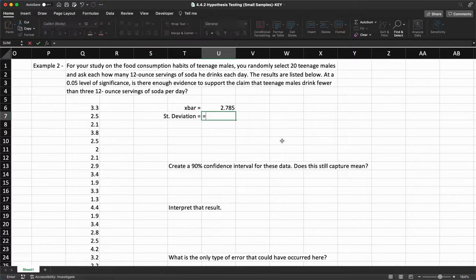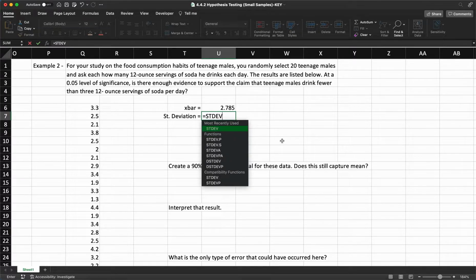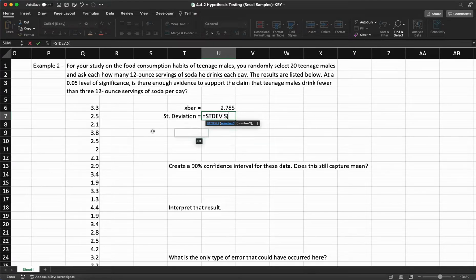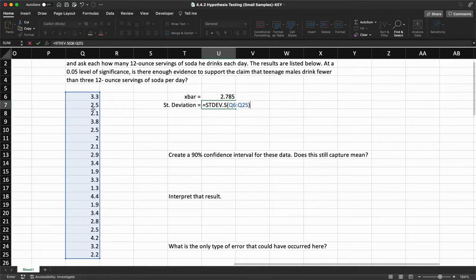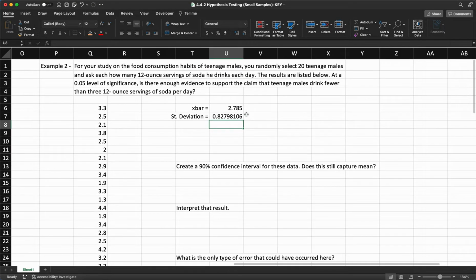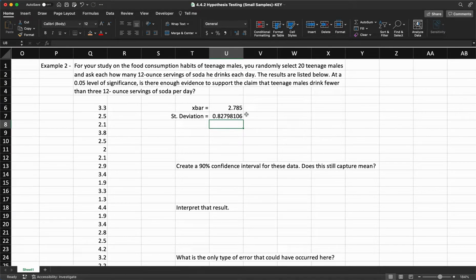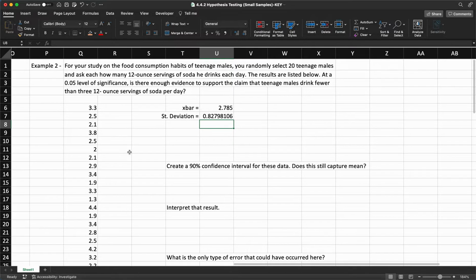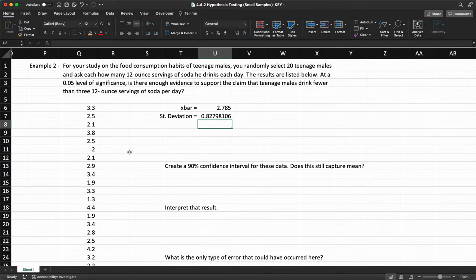Our standard deviation for this sample, so we're going to use stdev.s because it's a sample, is 0.823 about. Okay. Now we need to know for a 0.05 significance level, do we have enough evidence to support the claim that this number is statistically significantly lower than 3?